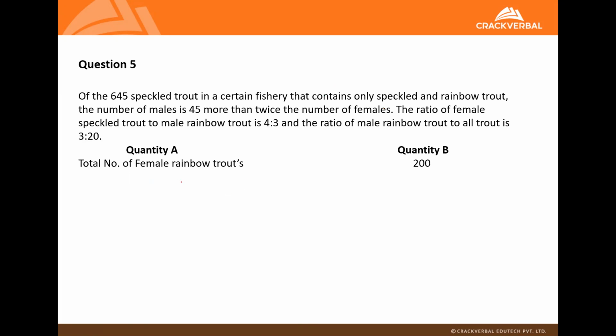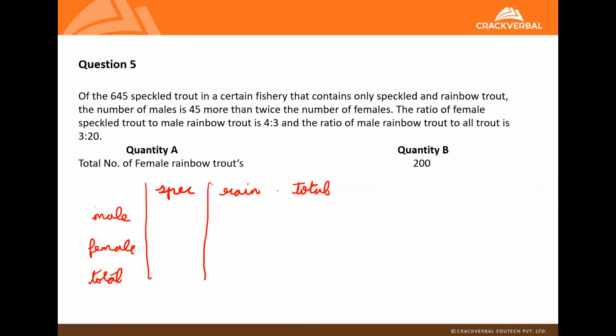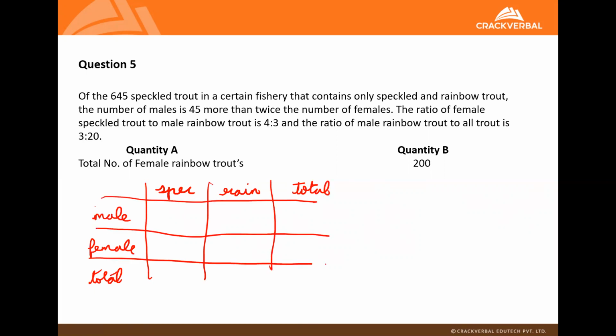So let's form the table, right? We have speckled, we have rainbow, we have a total, we also have male, female, total. Now, if some of y'all have made a very silly error in the beginning itself, you're just shooting yourself in the foot because you'll not be able to solve this question.